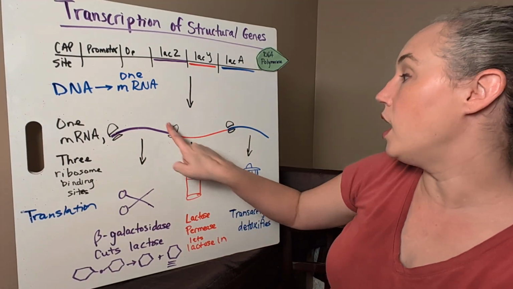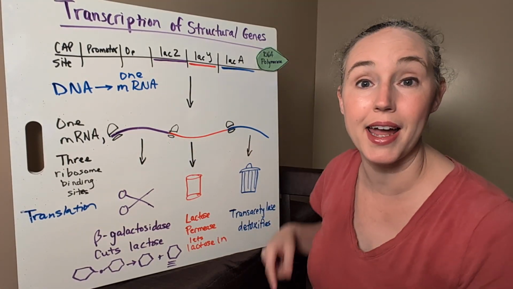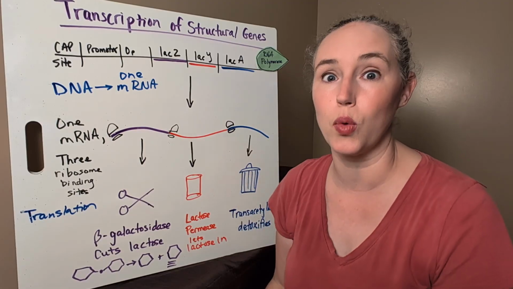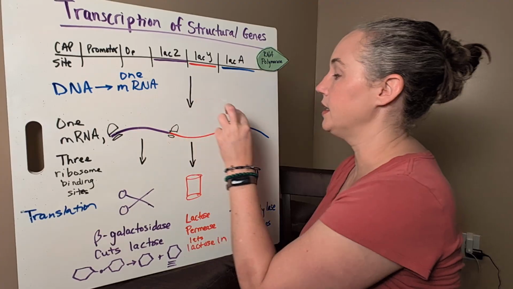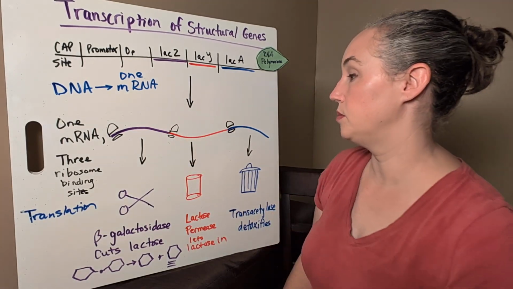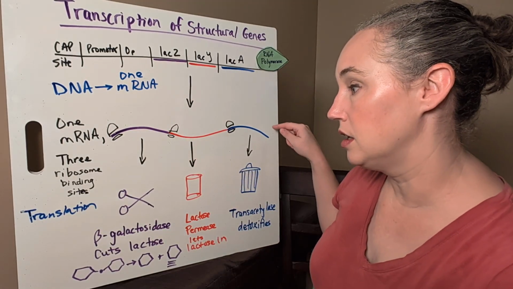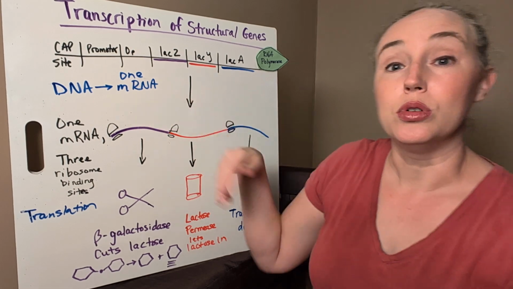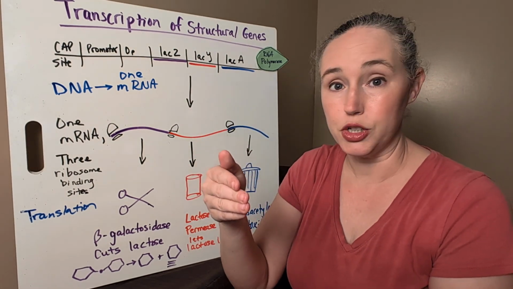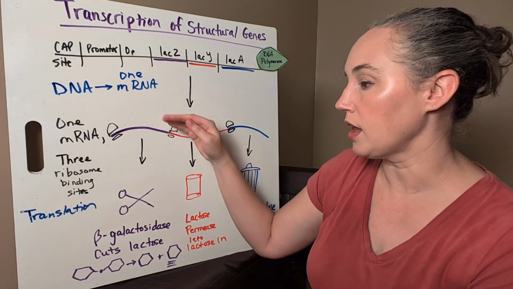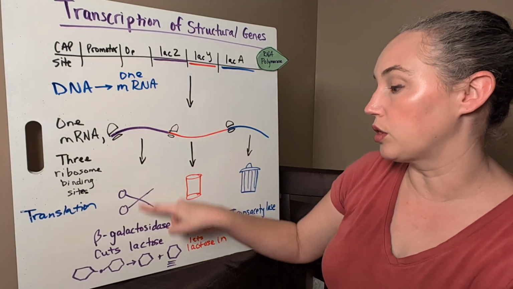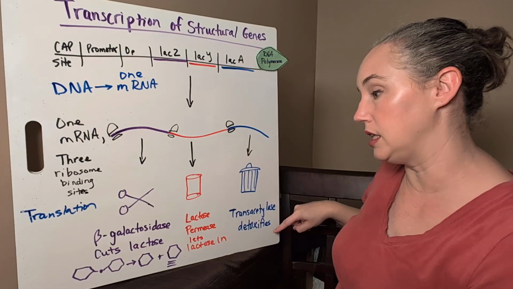So we've got one long mRNA, but we have 3 different ribosome binding sites. So ribosomes will bind at the beginning of each of these, and then it will translate, right? Translation is when we go from mRNA to a protein, and it will translate into the 3 different proteins.